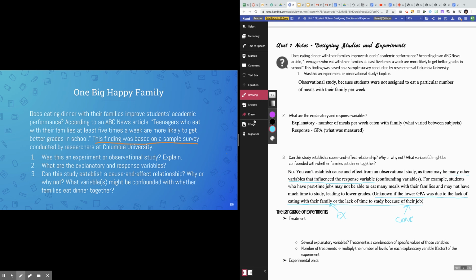I'm over here really struggling hardcore with this writing. Sorry, y'all. The struggle is real when you're doing this with a mouse.